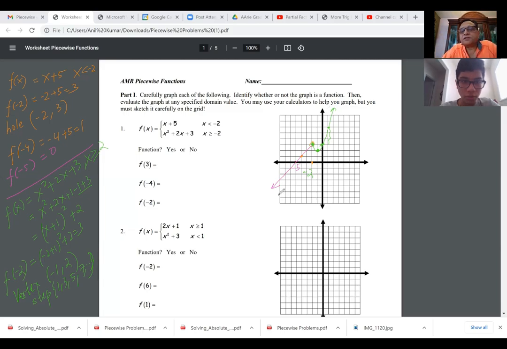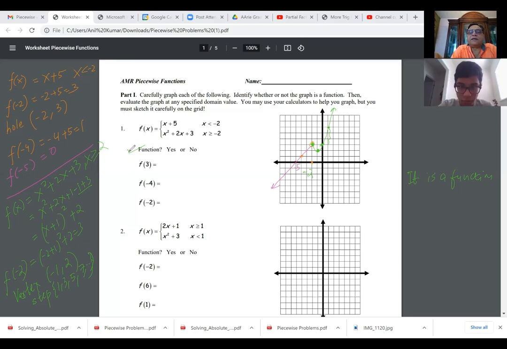So we have our function, which is a piecewise function, as you can see. And is it a function? Yes, it is, right? Because it passes the vertical line test. So definitely it is a function, and also a continuous function, right?